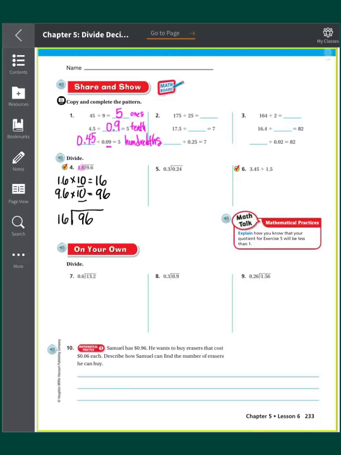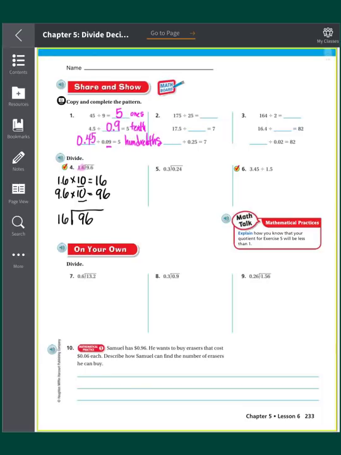Okay, so again, that doesn't change. 9.6 divided by 1.6 is going to be the same as 96 divided by 16. And you can remember that from looking at these patterns. Look at these patterns, and then that'll hopefully make sense.